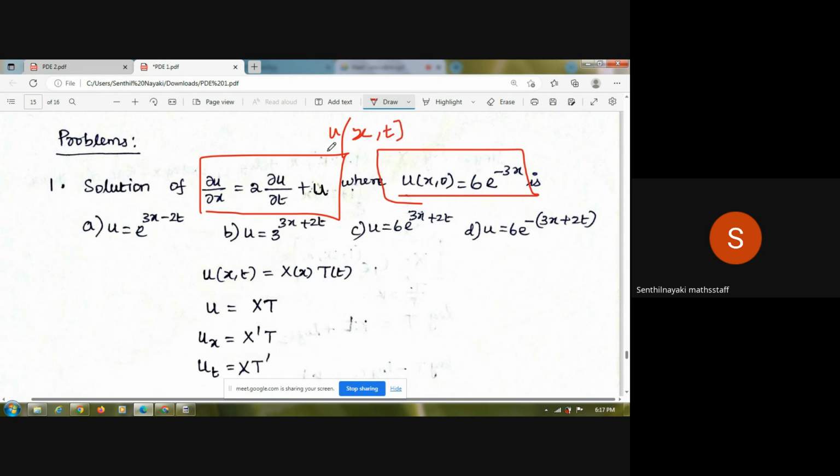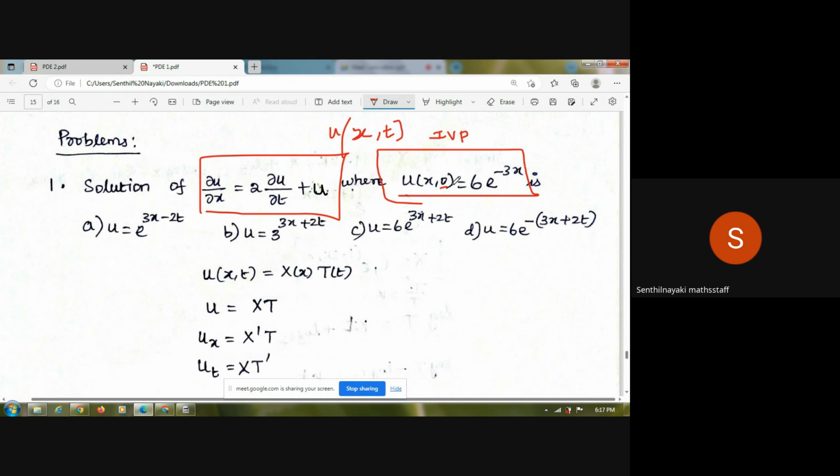We already discussed in our last class that when the dependent variable depends on more than one variable, we can say that it is a PDE. Here this is the initial condition because the time t is 0. When the time is 0, we call that the initial value. Therefore this is called an initial condition, and this problem is called an initial value problem, because this problem is solved with the help of the initial condition.